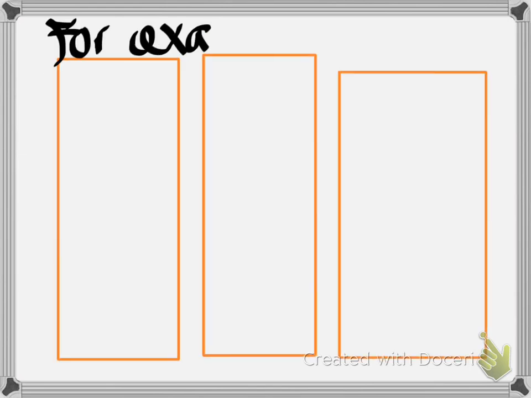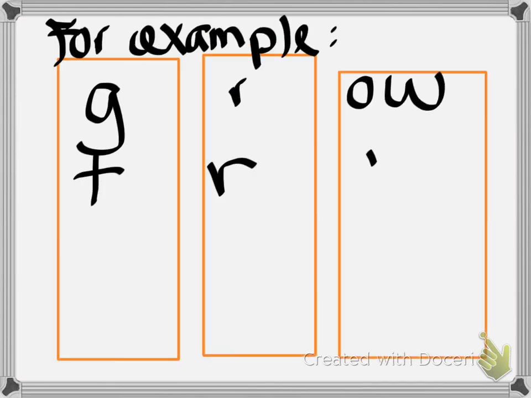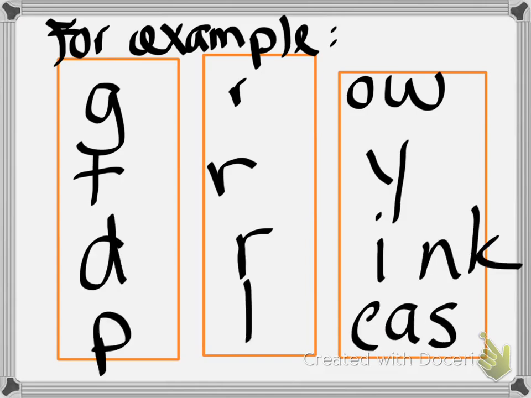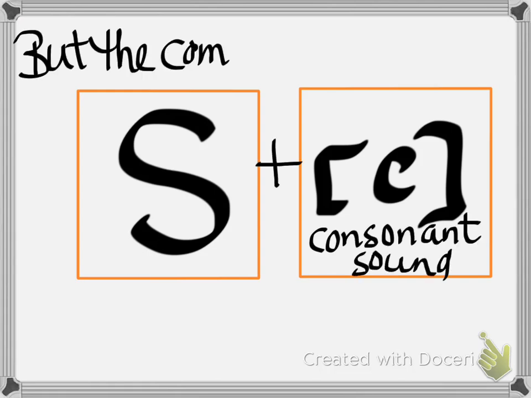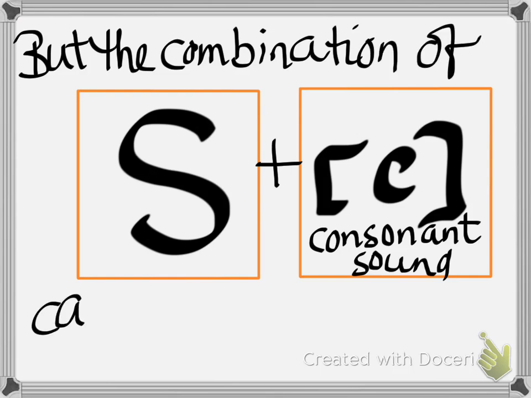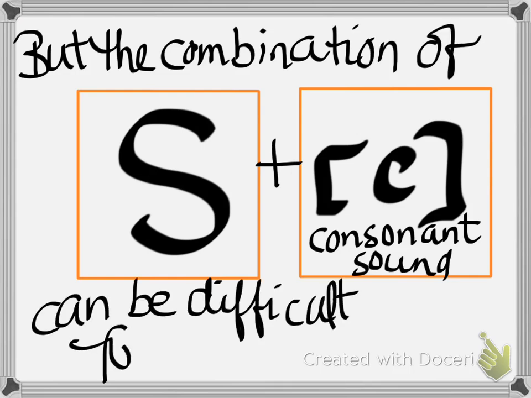For example, you can have words like grow, try, drink, and please. And each one of those has 1, 2, and possibly 3 consonant sounds at the beginning of the syllable. For Spanish speakers of English, they really need to pay attention to the combination of S and a consonant sound.